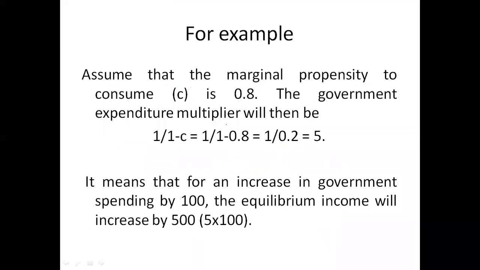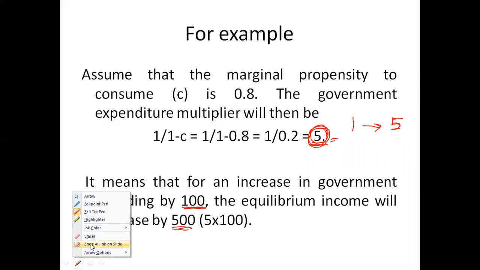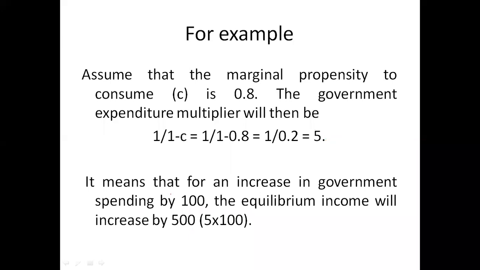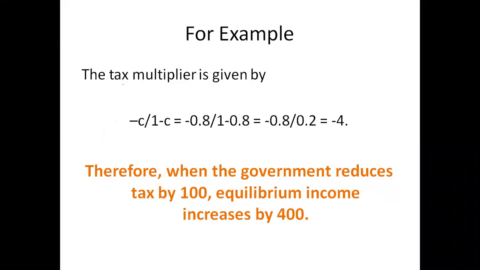Okay, again I tell you, students, we have found out this 5, no? That means if the government spends 1 rupee, our income will increase by 5 rupees. We found this out through this formula. If the government spends 100 rupees, our income will increase by 500. Okay, you keep this point, students. If you have any doubts, you can ask at the end of the class. I will give you some time. Then we will go to the second one, that is the tax multiplier.